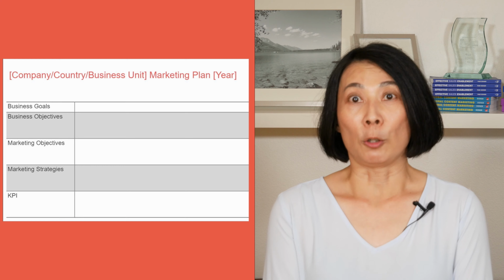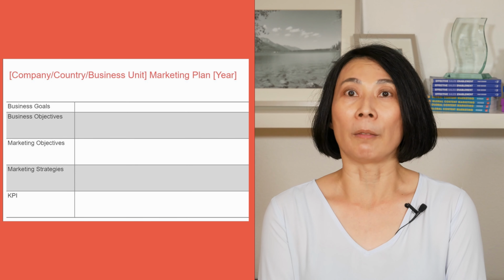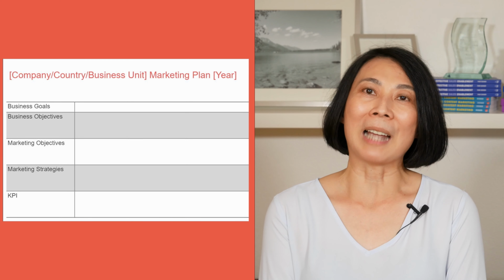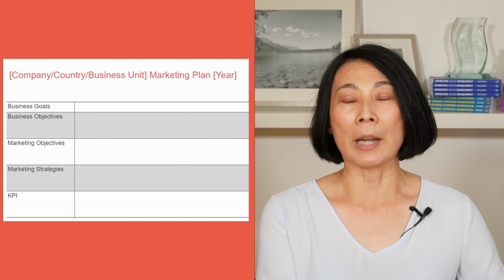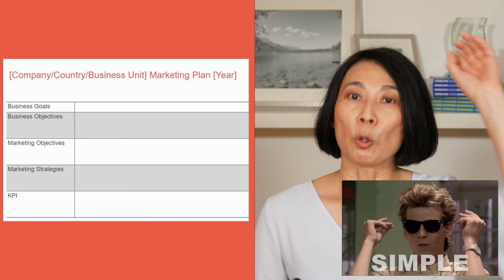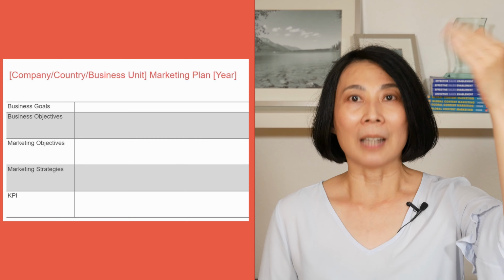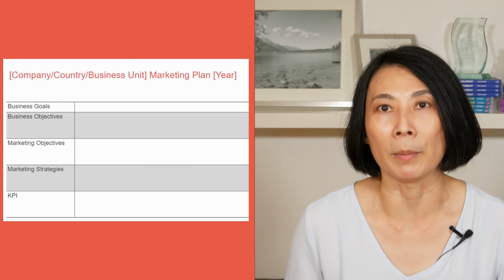So let's get started. The number 1 slide you should have is what I call the one-pager. This is very similar to the 2-pager I talk about in my 7 key elements of creating the best marketing plan for 2021. But you don't have to make it complicated for your team, especially if your team is small and you're working in a small business. This 1-pager is very simple. What is your business goal? What's your business objective? Articulate that and tie it to your marketing objectives, marketing strategies, and the key performance indicators, which is KPI.